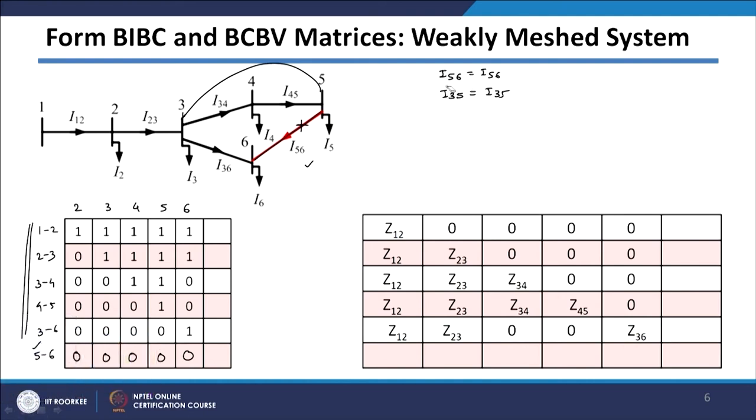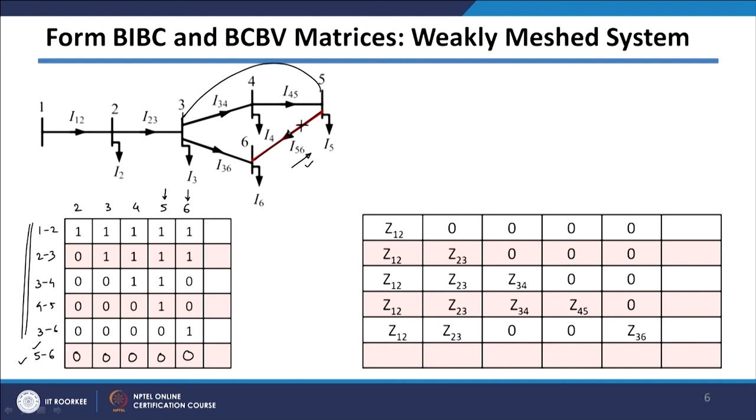So, I will just erase this. Now, when I am adding the branch, which is basically I56, what we need to do is subtract column 6 from column 5 if we are considering the direction of the current in this branch as from 5 to 6. So, subtract 6 from 5. If you are considering the opposite direction, subtract 5 from 6.